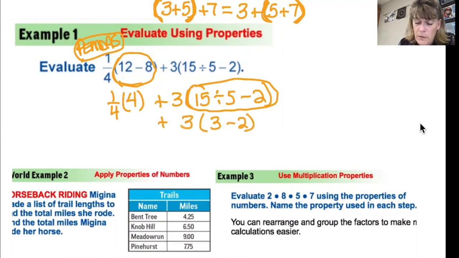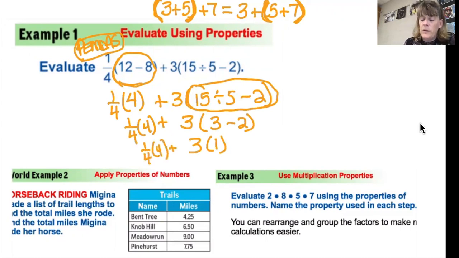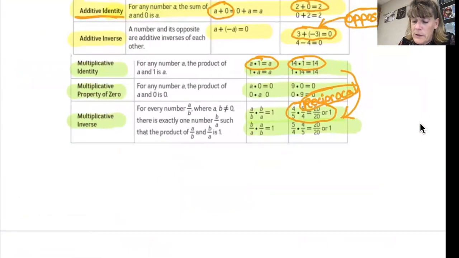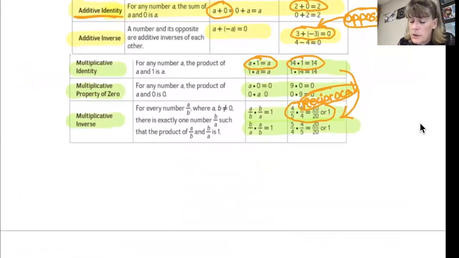And then I would still have to do that. 3 minus 2 is 1. And this is where using our properties comes into play. So if I have 1/4 times 4, if you go back up, 1/4 times 4 would work. That would be right here, the reciprocal. So 1/4 times 4 over 1 equals 4 over 4, which is equal to 1.